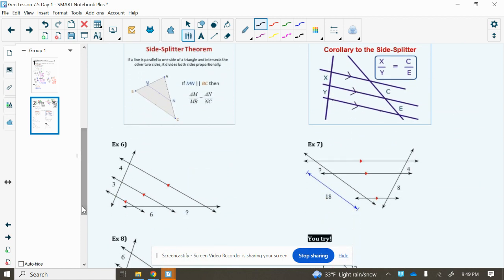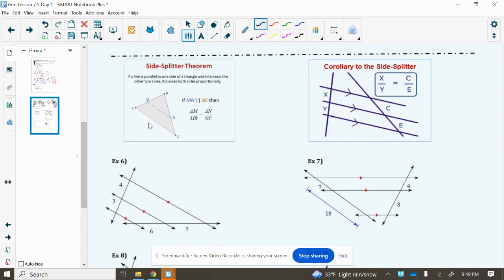All right, the final little piece to today's lesson is going to introduce to us the idea of the side splitter theorem. And again, setting up proportions. So what the side splitter theorem says is if we have one line that is parallel to the side of a triangle and it intersects the other two sides, it divides those two sides proportionally. So A to M over M to B is going to equal A to N over N to C.